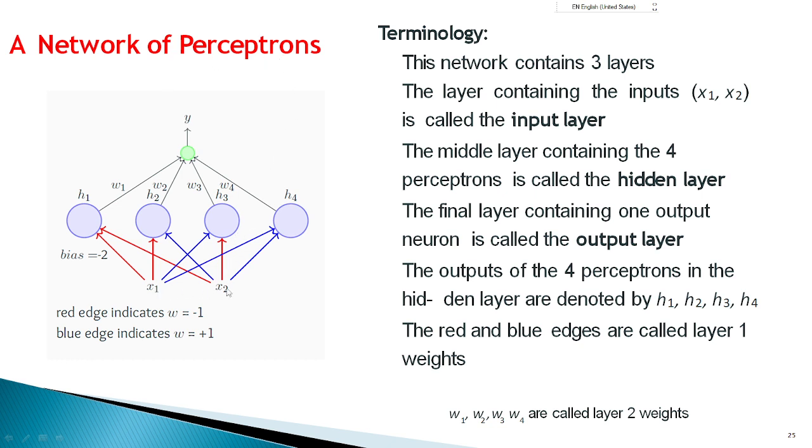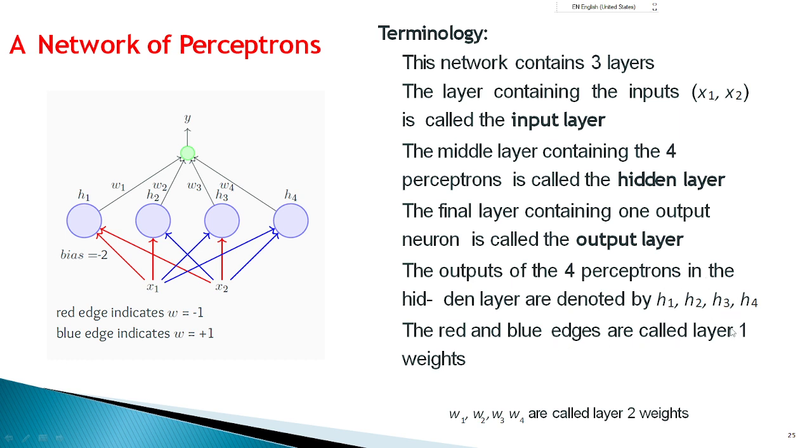Here, this is the input layer, X1, X2. These are the hidden layer, and we have the output. This network contains three layers. The layer containing the inputs X1, X2 is the input layer. The middle layer containing the four perceptrons is called the hidden layer. Each one is a perceptron. The final layer containing only one neuron is the output layer. The outputs of the four perceptrons in the hidden layer are denoted by H1, H2, H3, H4.